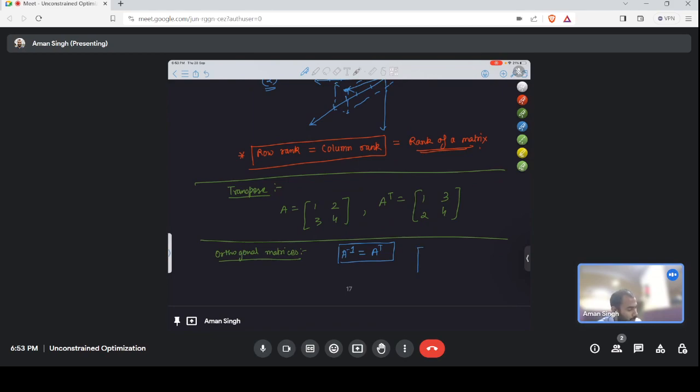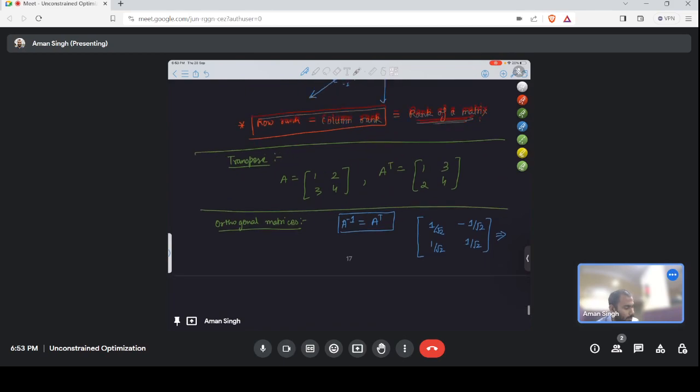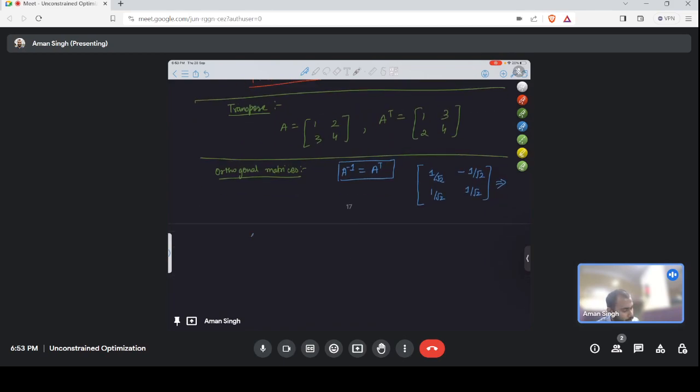So for example, let's take a 2 cross 2 matrix: 1 by root 2 and 1 by root 2, and minus 1 by root 2 and 1 by root 2. If you transpose this and multiply with itself, you'll find that it will give you the identity matrix, and this is an orthogonal matrix. Let's try to do it.